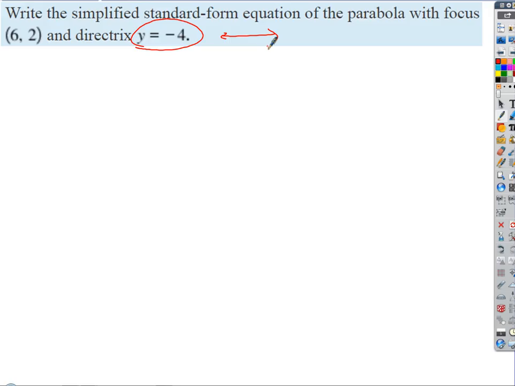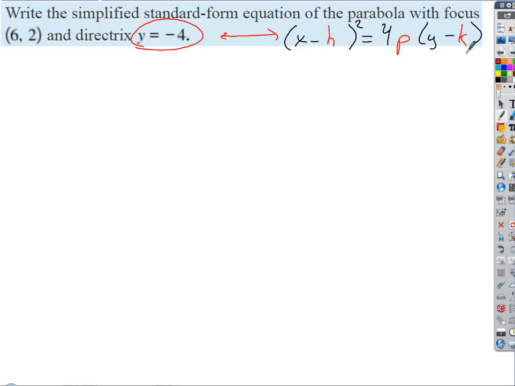Okay, so we know then that we're going to want to use the standard form x minus, what's it going to be? What's the standard form? Equals 4, x minus, just in general, h. x minus h squared equals 4p times y minus k. We've just got to plug in those values, right?